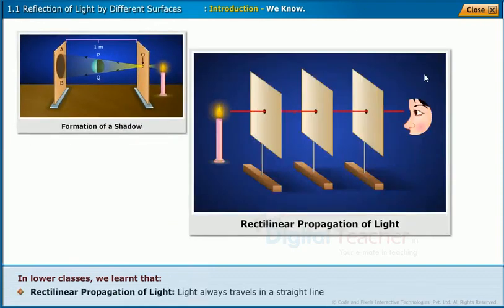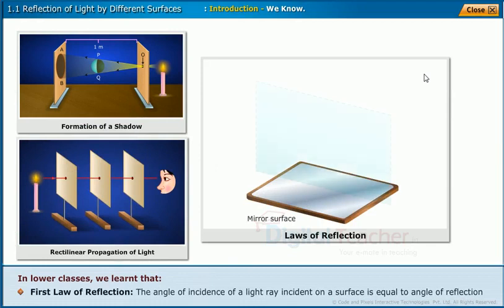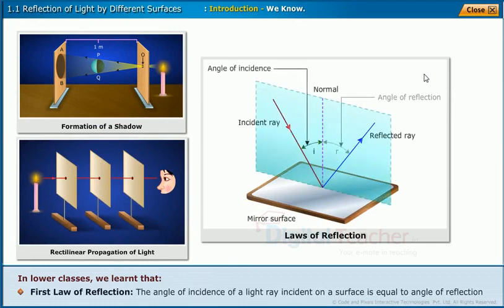Light always travels in a straight line. This principle is called the rectilinear propagation of light. The angle of incidence of a light ray incident on a surface is equal to angle of reflection. This is the first law of reflection. The incident ray, the normal and the reflected ray lie in the same plane. This is second law of reflection.